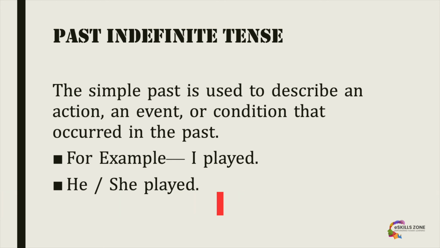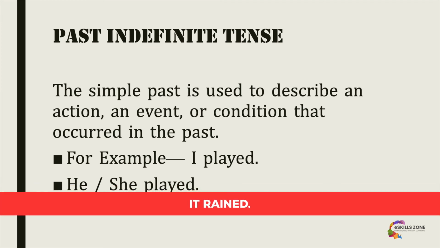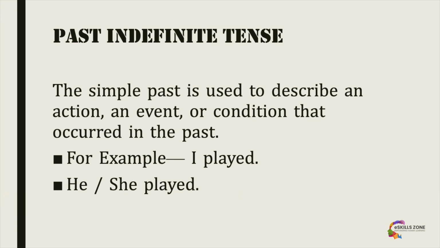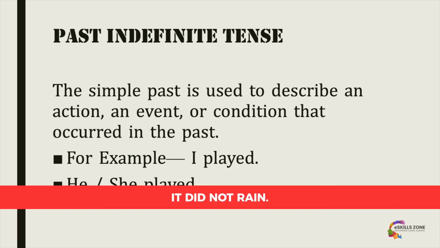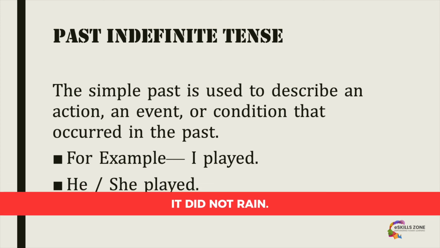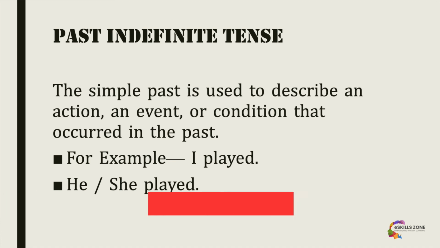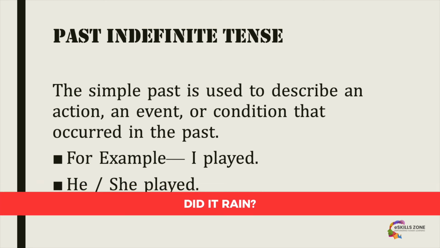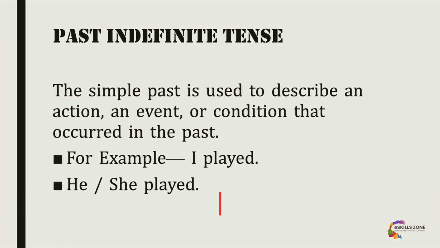Let's have another example. It rained. So we need to convert this into negative sentence, which will be it did not rain, full stop. And then in order to convert this sentence into interrogative, we'll be saying, did it rain? Question mark. Let's have another example.